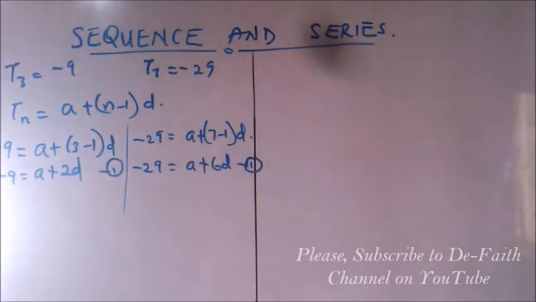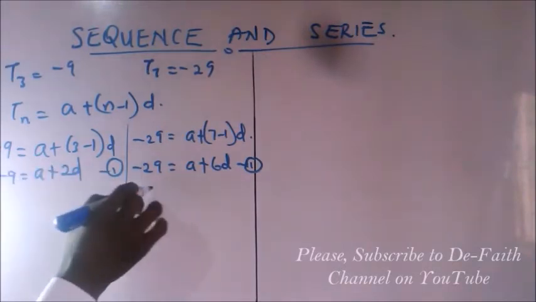Next, we have two equations over here, and we can solve them using simultaneous equations. We could solve them either by using the elimination or substitution method. And so let's use the elimination method. Let's place this minus 9 over here.